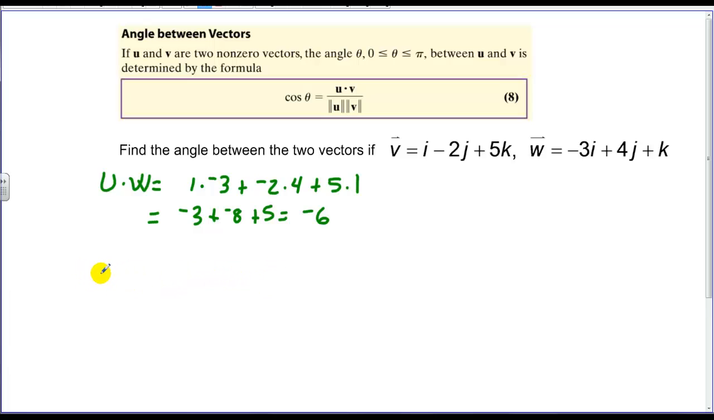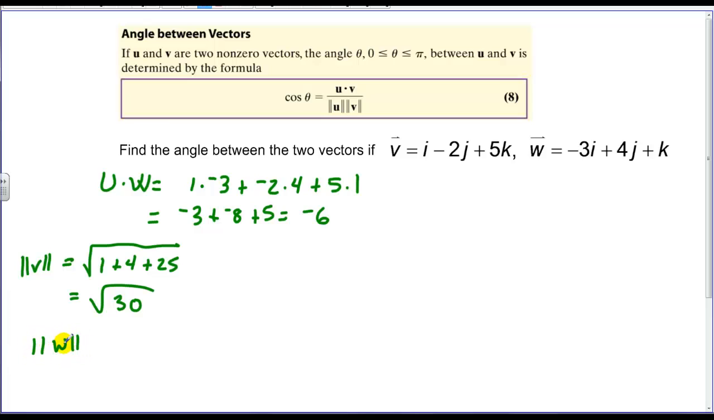Then I find the magnitude of each, so that's 1 plus 4 plus 25, all square rooted. That will give me the magnitude of v, which gives me a total of the square root of 30. Magnitude of w is going to be equal to 9 plus 16 plus 1 square rooted. Gives me a total of square root of 26.